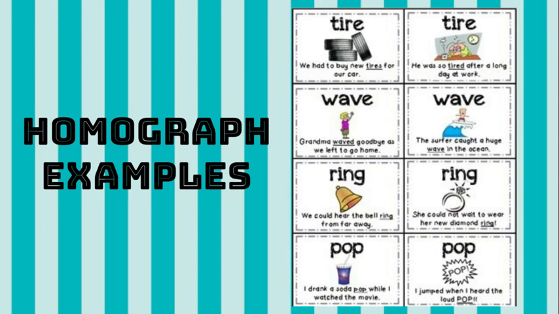Then we have the word ring. Ring can be a sound you hear or an object you wear on your finger. Even the word pop down at the bottom. Pop can be used to describe a beverage you might drink or as a sound that you might hear.